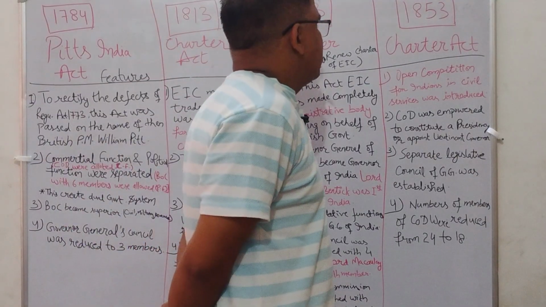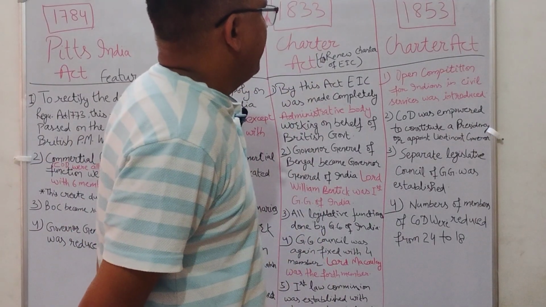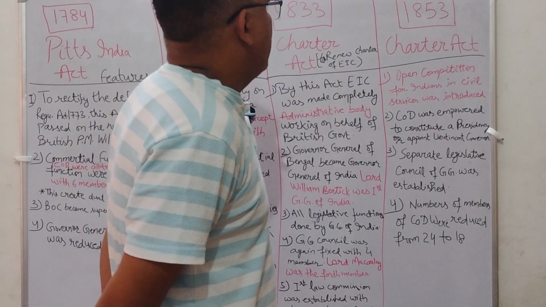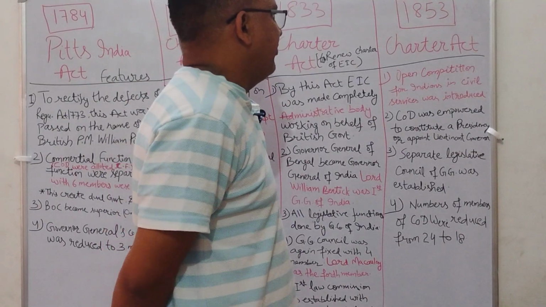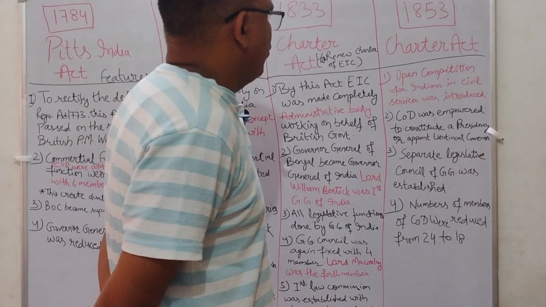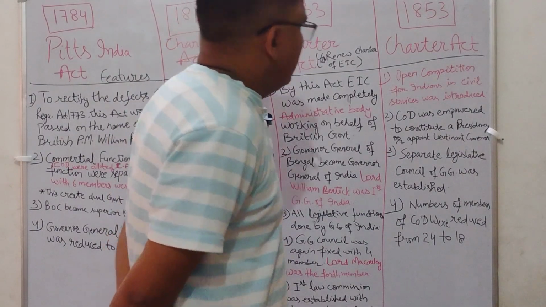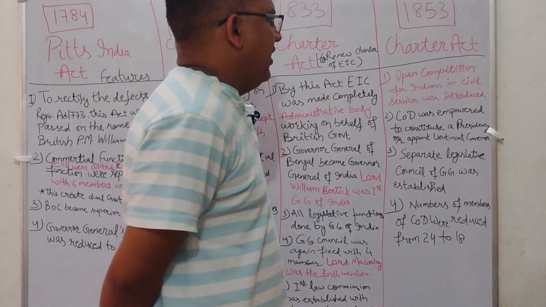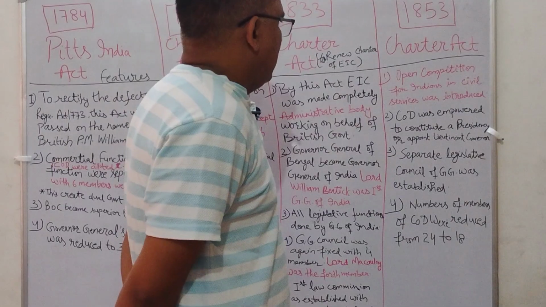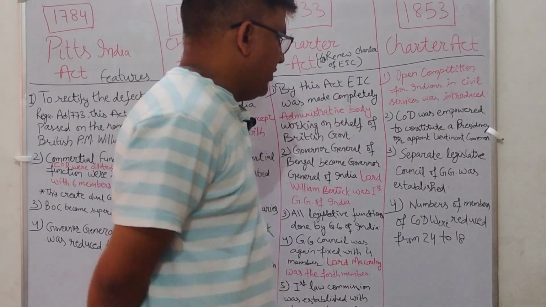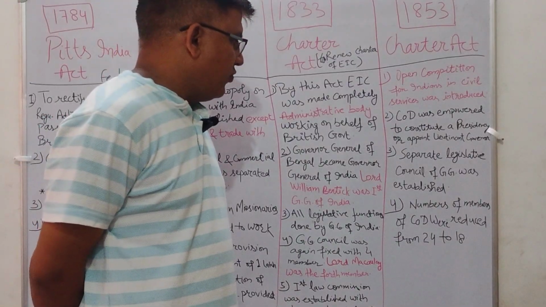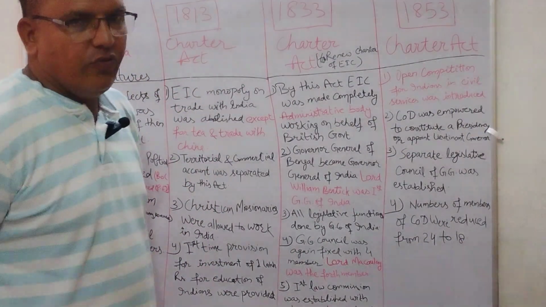Now to the Charter Act of 1853. This introduced open competition for Indians in civil services. Second, the Board of Directors was empowered to constitute a presidency or appoint a lieutenant governor. Third, a separate legislative council of the governor general was established. Fourth, the number of members of the Board of Directors was reduced from 24 to 18.